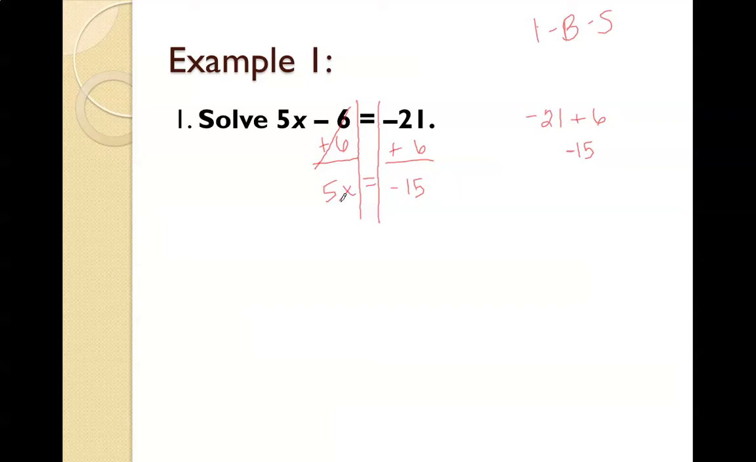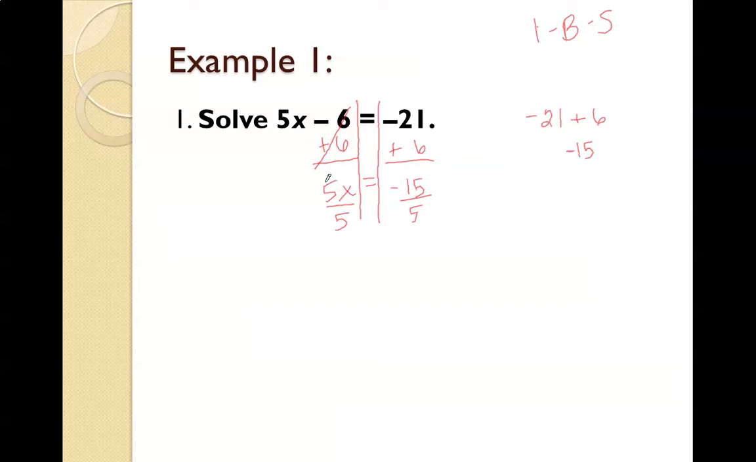Now, in order for me to do the inverse, I've got to do the opposite. Inverse and opposite are the same thing. So I'm going to do the opposite of multiplication, or the inverse of multiplication, which is division. So I'm going to divide both sides by 5 because we have to keep that B in there. We have to balance. So what I do to one side, I have to do to the other.